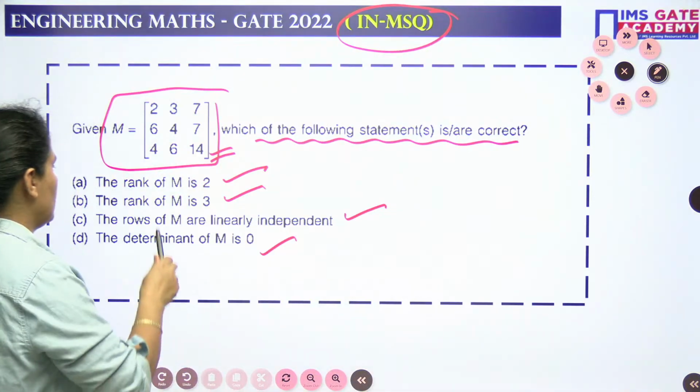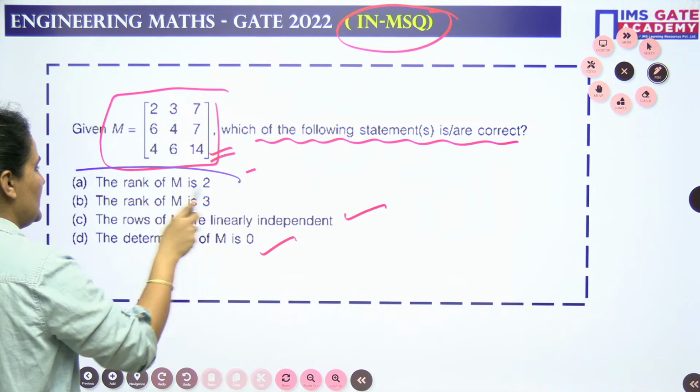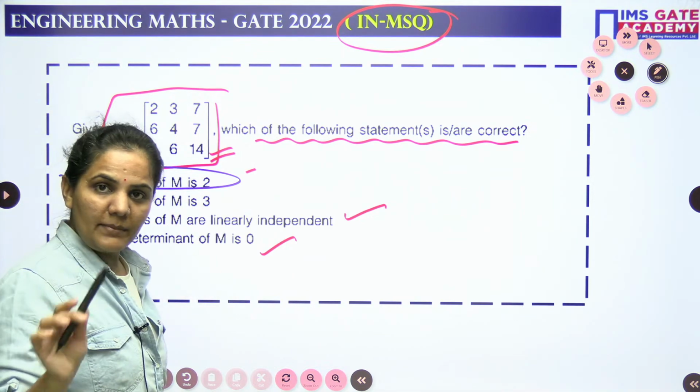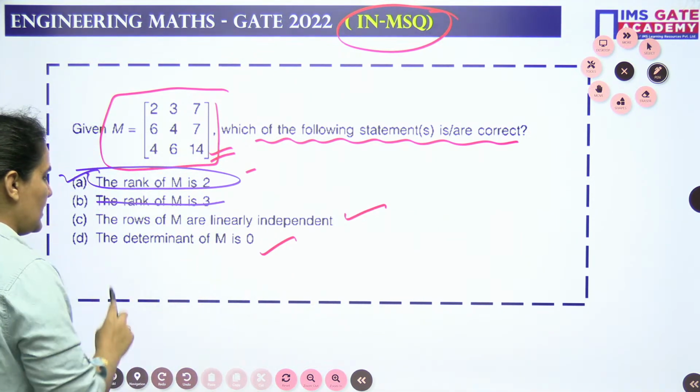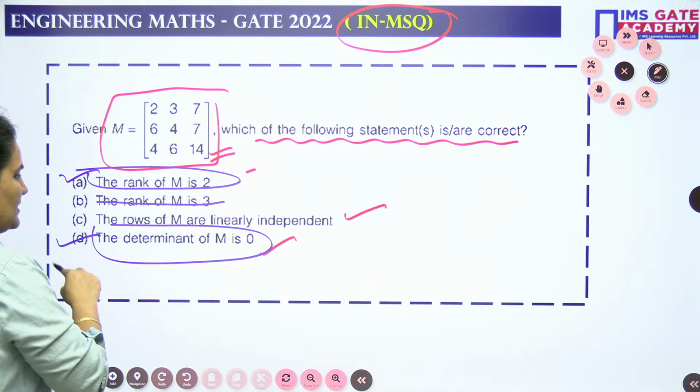Now look at the options. First of all the first option is absolutely right. The rank of the matrix M is 2. No, this is not 3. And the determinant of M is 0. Yeah, this is also true.